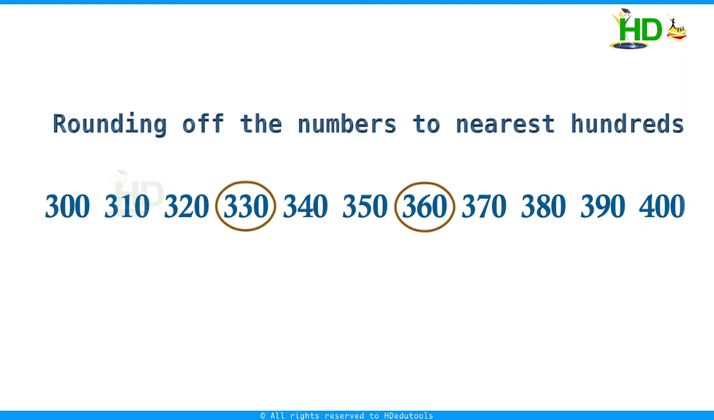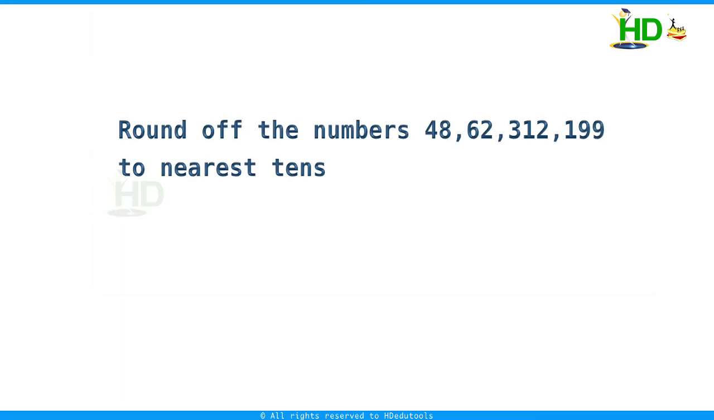Then what is the rounded off number for 350? Here 350 is at equidistance from 300 and 400. But by convention it is rounded off to 400. Now take an example. Round off these numbers to its nearest tens. Now if we consider 48, 48 is nearer to 50. So we can round off this number 48 to 50.